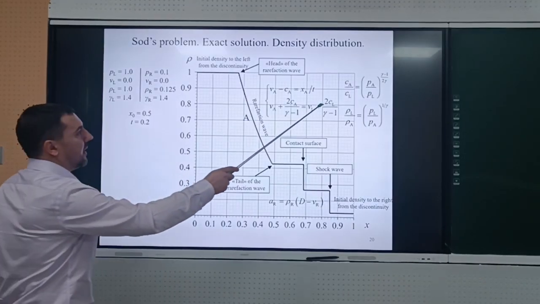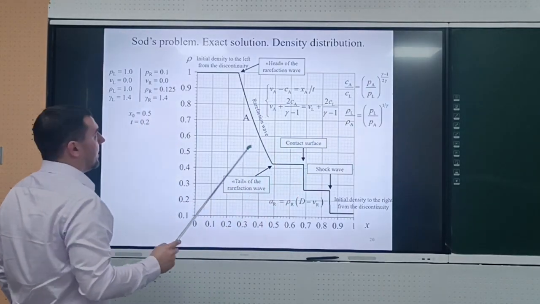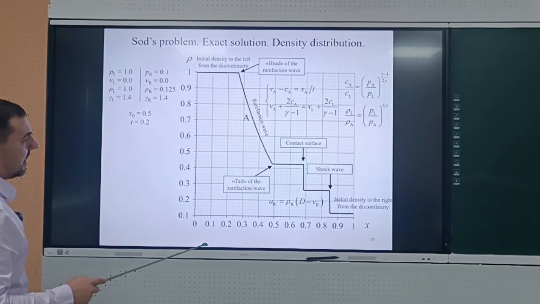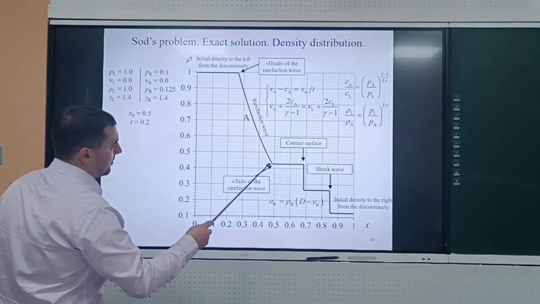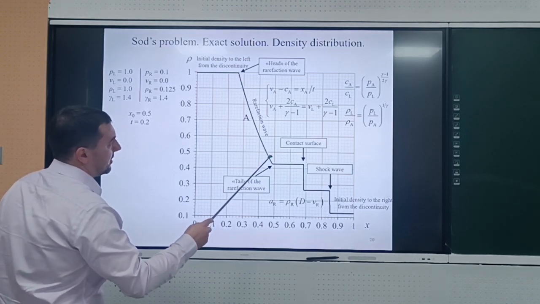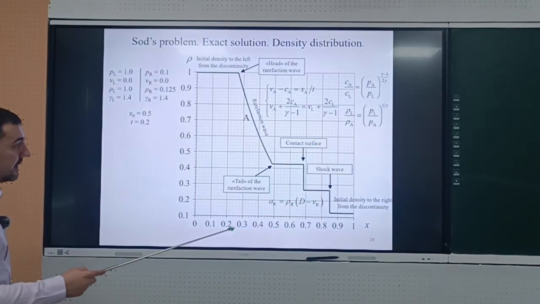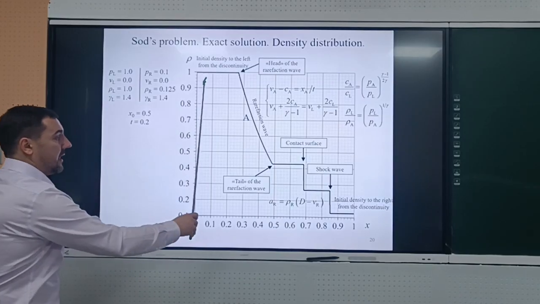Actually, from here we can find PA, and from here we can find rho A. And that's it. So the refraction wave is defined. This density is equal to the density at this point, and the density of this point can be found from expressions for the refraction wave. This is for the left part of our solution, to the left of the contact surface.